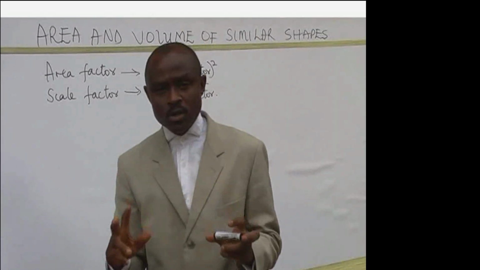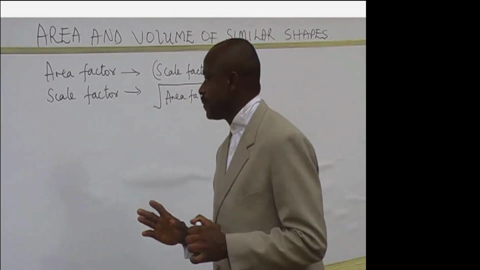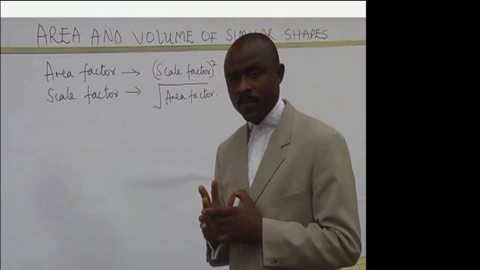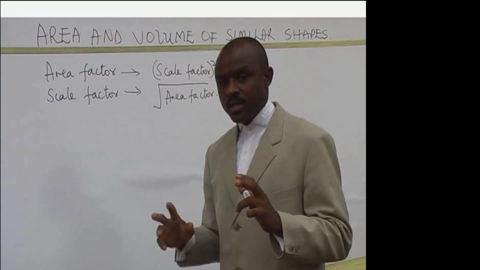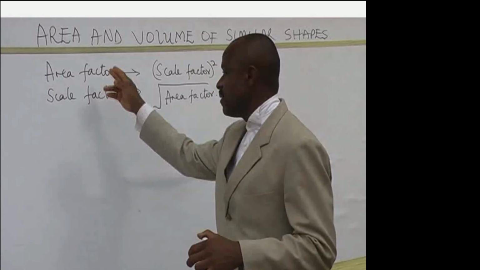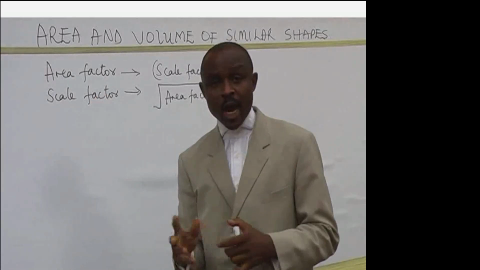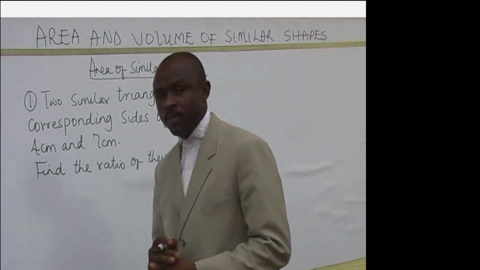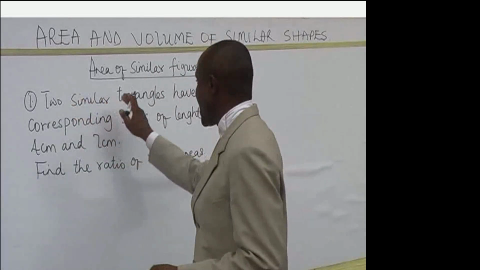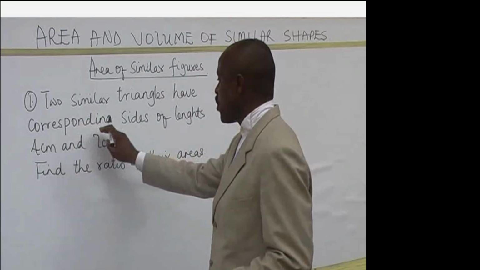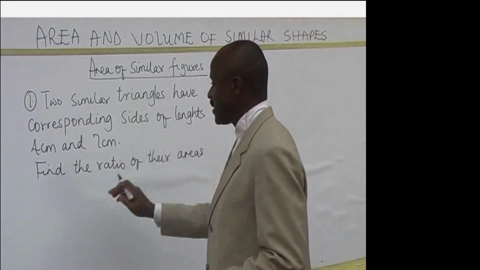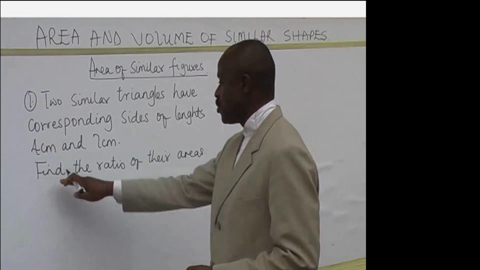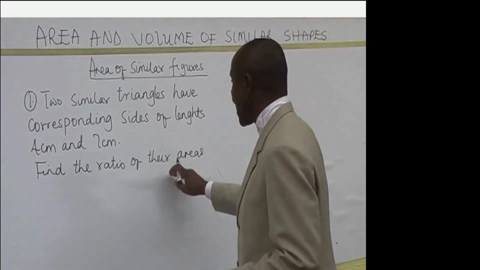As we are going into properly solving problems on area and volume of similar shapes, I would like you to pay attention to how we'll be using area factor and scale factor, because we cannot do without them in this topic. The question we are taking in this topic says that two similar triangles have corresponding sides of lengths 4 cm and 7 cm. Now the question said I should find the ratio of their areas.